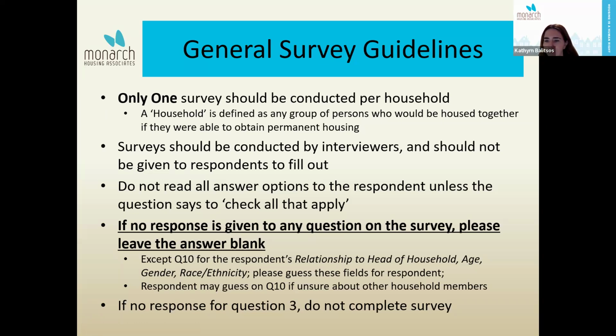In general, age and gender, age is extremely important to collect since these are HUD requirements. But for anyone you don't see, do not guess.